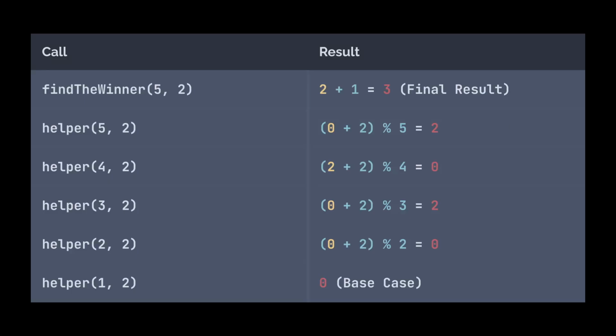So here's a table for the recursive calls, and the time complexity for this algorithm is going to be O of n, because we do n amount of calls, and the space complexity is O of n, because we have to store each call in memory.